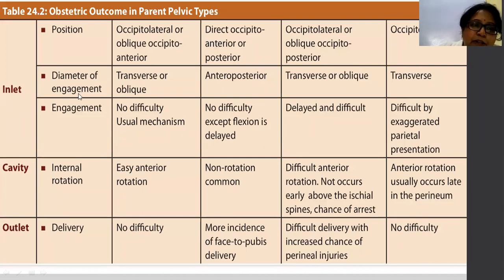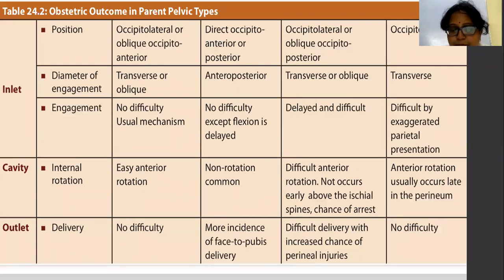And what is the diameter of engagement? Here it is either the transverse diameter or the oblique diameter. And in case of anthropoid, it is the anteroposterior diameter. Next, in case of android, it is either transverse or oblique and transverse diameter. So there is this complete table in your textbook which you can go through.